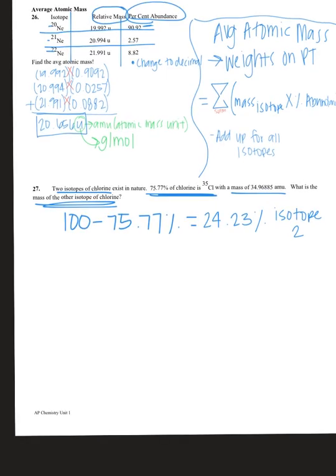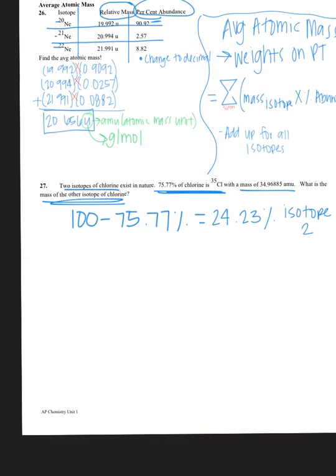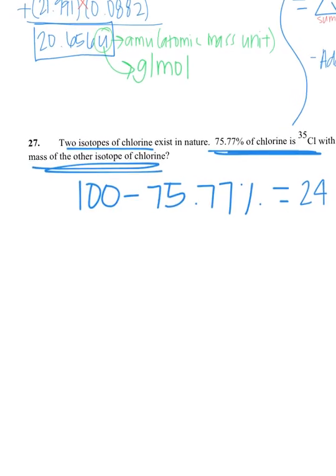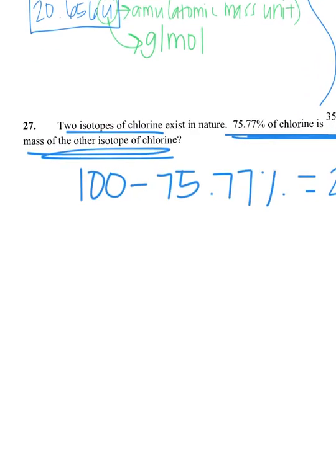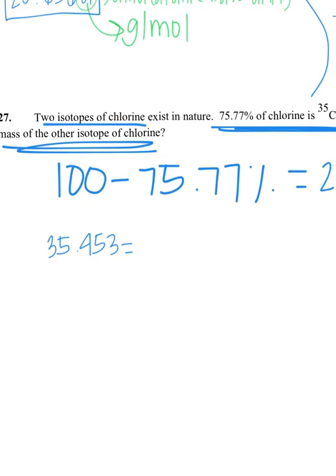Okay, so next what I can do is I can set up the equation just like I had. I know that the average atomic mass of chlorine is on the periodic table. So when I look at the periodic table, I have 35.453. Okay, so that's what my total is. That's what I should get in the end. And then I can set up my math.